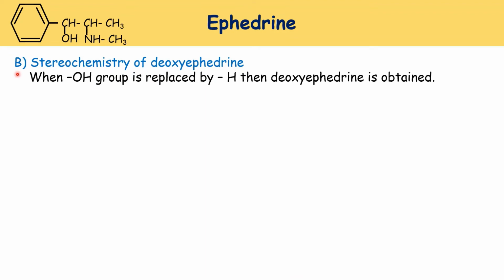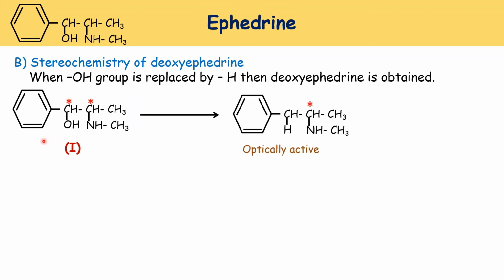Then next, stereochemistry of deoxyephedrine. When the OH group is replaced by hydrogen, then deoxyephedrine is obtained. This is structure 1, and upon replacement of the OH group by hydrogen, deoxyephedrine is obtained, which is optically active. In the case of ephedrine, there are two asymmetric or chiral carbon atoms, and after replacement of OH by H, we get deoxyephedrine, which is optically active.